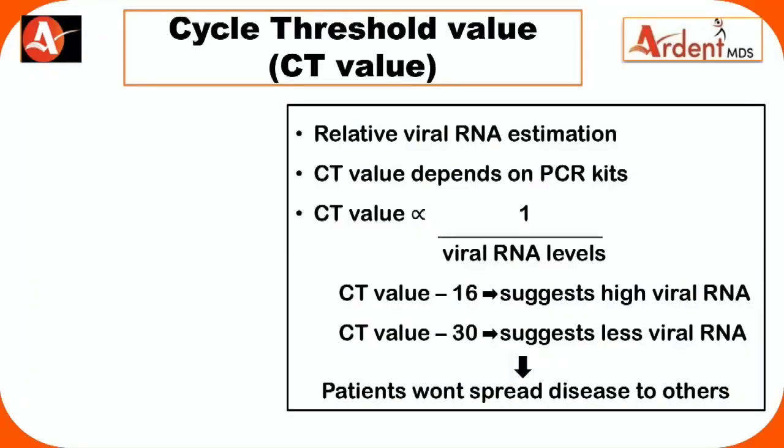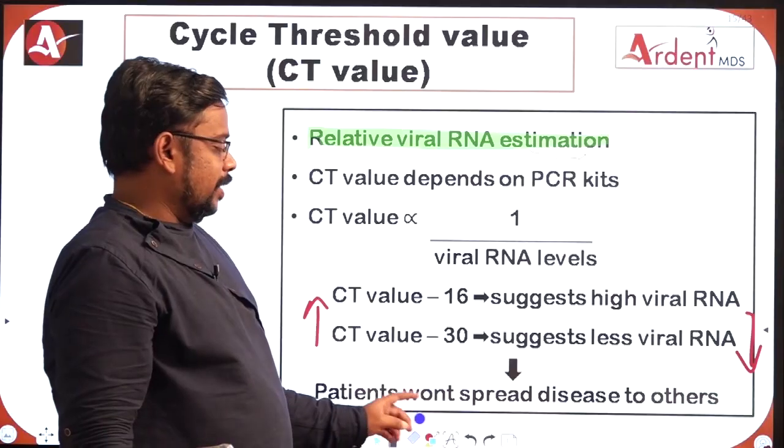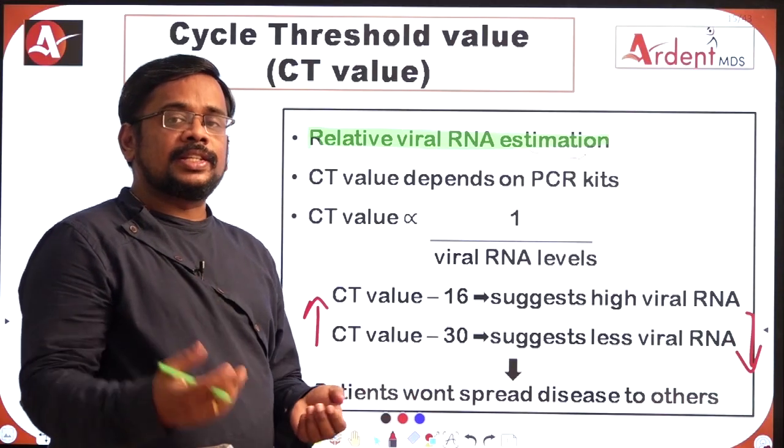Coming to the cycle threshold value, which gives an idea about relative viral RNA estimation. Usually the CT value is indirectly proportional to the viral RNA levels, meaning the higher the CT value, the less viral RNA the patient has. So for example, if the CT value is 30, that means the patient is not able to spread the disease to others.